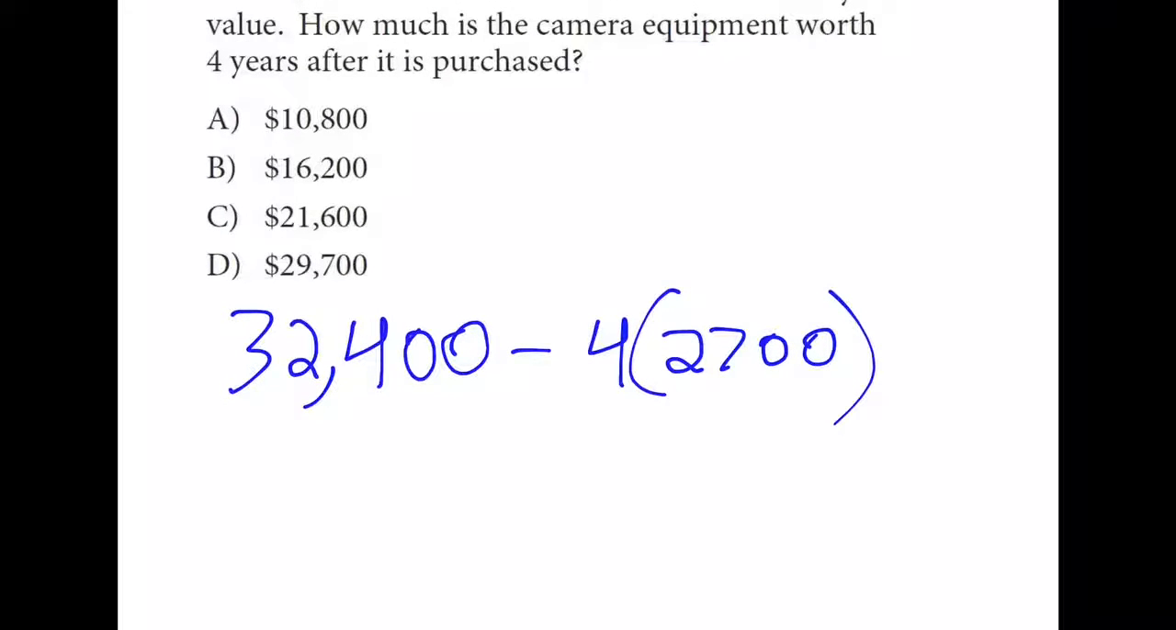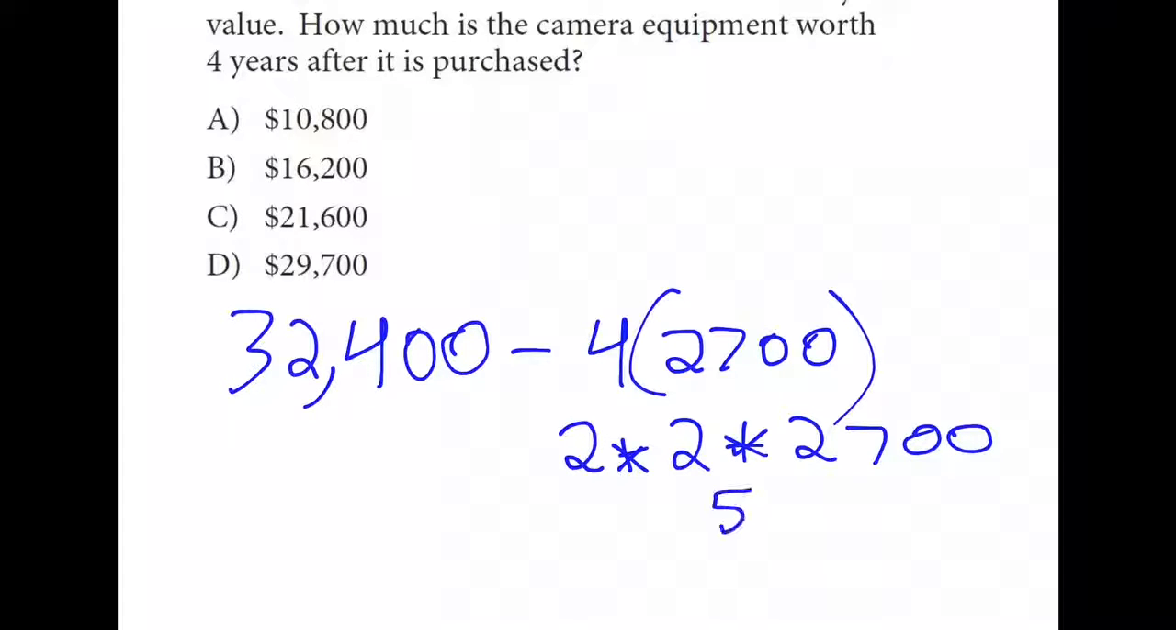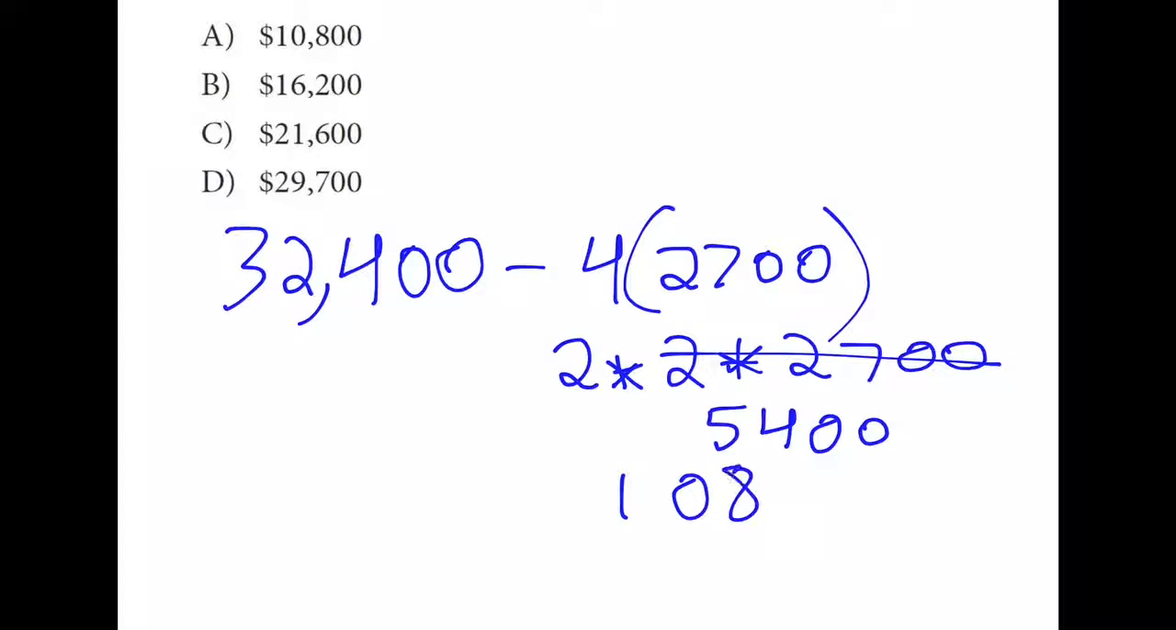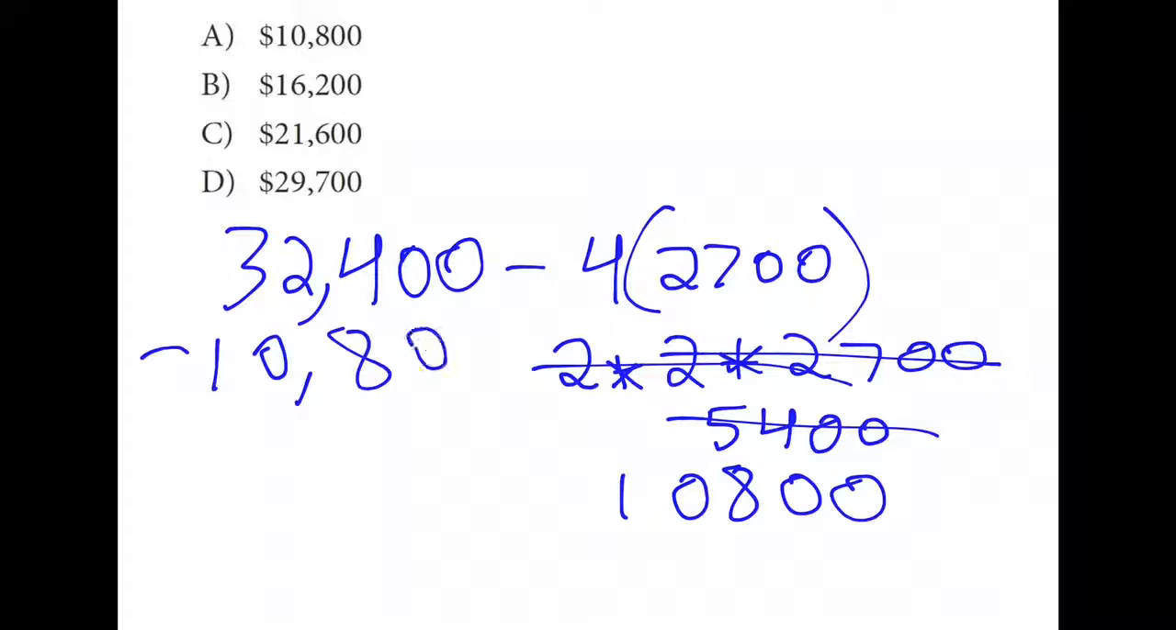Since I'm trying to do this without a calculator, I might consider it as 2 times 2 times 2,700. Because it's easier to figure out that 27 times 2 is 54, and we'll leave those zeros. And if I double that again, that gives me 108, and we'll leave the zeros. So I'm subtracting 10,800. We can do that vertically.